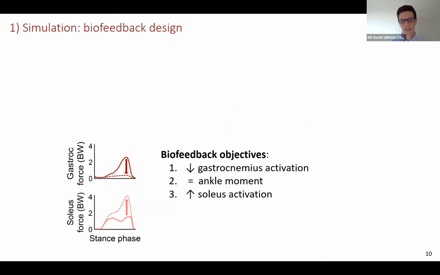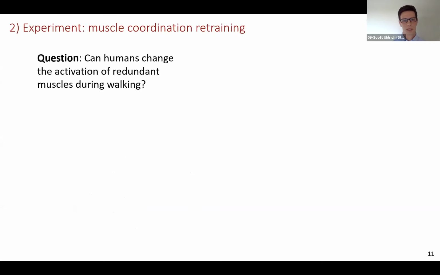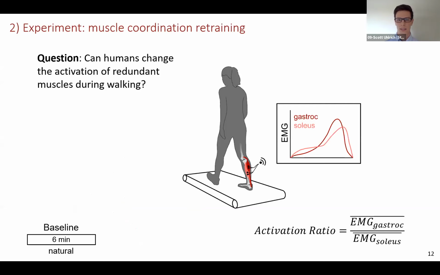We then used those results to design biofeedback for our experiment. We knew we wanted people to reduce gastrocnemius activation, but retain a normal ankle plantar flexion moment, which would mean we'd also need to teach them to increase soleus activation. So in the experiment, we asked if humans can change the relative activation of redundant muscles like the gastroc and soleus during a complex task like walking.